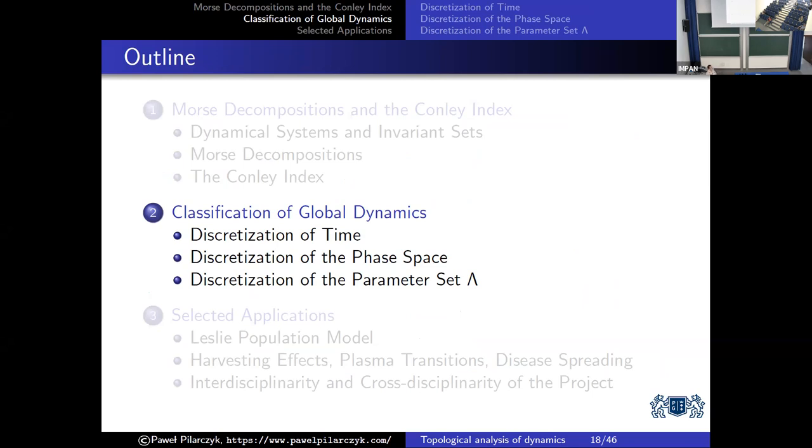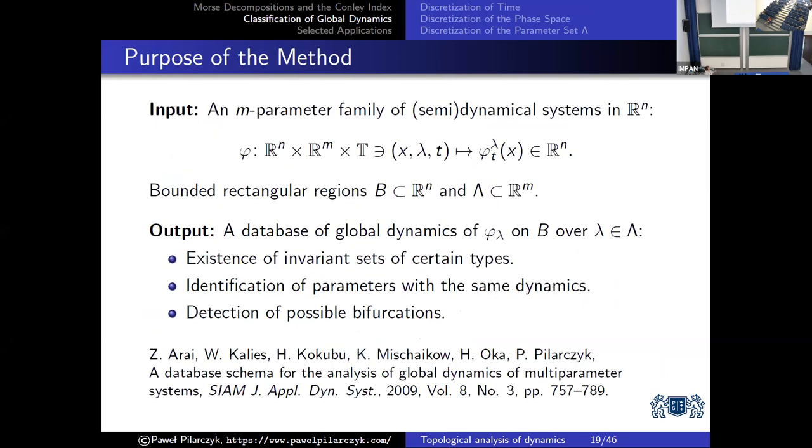Now let's get down to the actual algorithms and computations. And it's high time that I eventually define the purpose of the method formally. As an input, we take a family of semi-dynamical systems, which has some parameters. This could be a biological system, which has 5 different parameters. What we need to know about this system is first the formula for it, or at least some computational method to compute images of points and boxes. We have some bounded rectangular region in R^n. This is the phase space, some section of the phase space. We want it bounded because we want to do the computations on the computer, so we don't want an infinite number involved here.